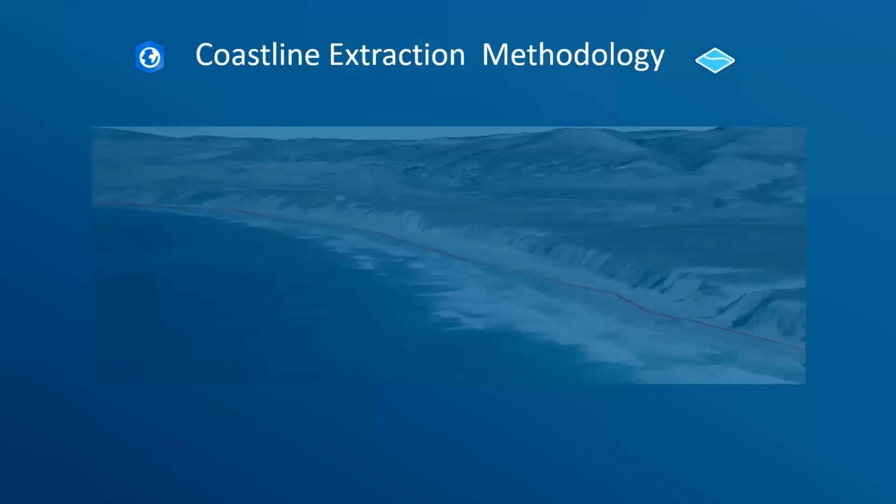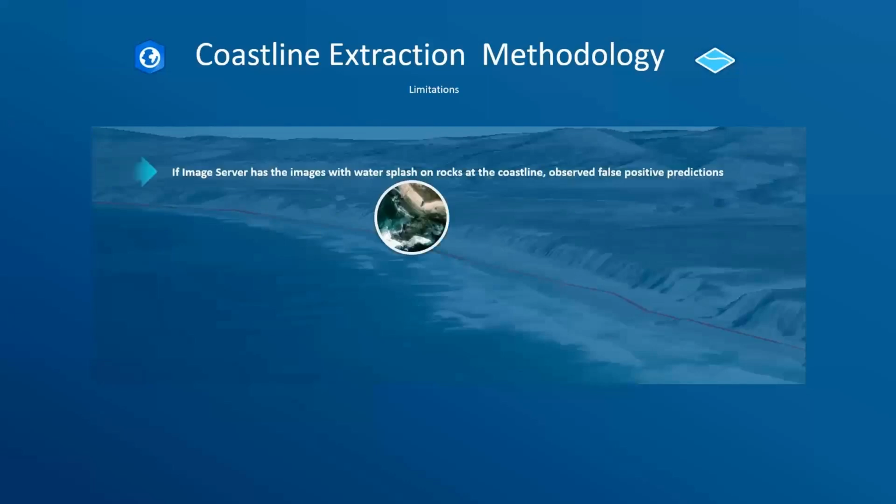So we are done with the demo, and I would like to give a few limitations of this coastline extraction methodology, and we are looking into a few of them. The first one is if the image server has the image with the water splash on rocks at the coastline, sometimes we observe false positive predictions, and we are looking into this limitation to enhance and resolve this problem.